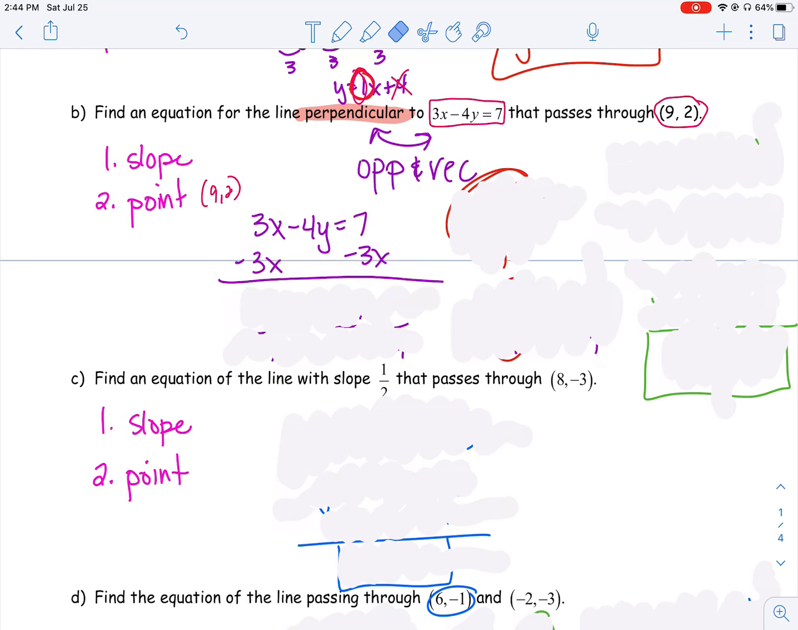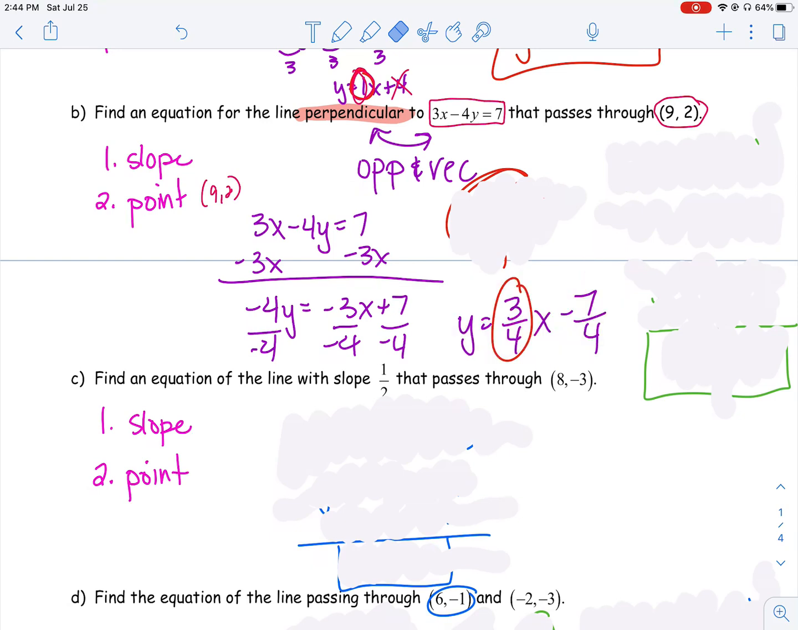I'm going to subtract 3x from both sides. I'm going to divide every term by -4, and I end up getting the equation y equals 3/4 x minus 7/4. You notice that the two negatives made a positive, and now I can easily figure out what the slope of the old line is. Be careful, don't use the y-intercept of this old line. I want a new line that passes through the point (9, 2). So I don't want to look at the old line's y-intercept, I just want to look at the old line's slope.